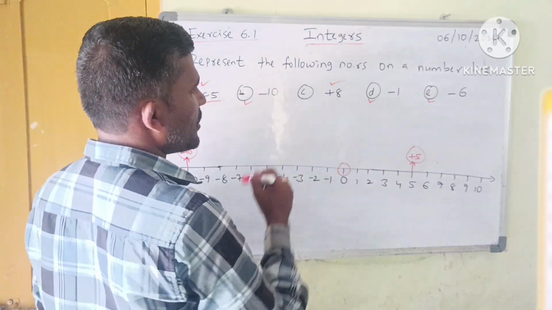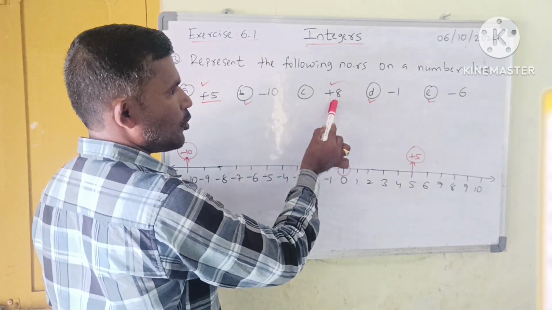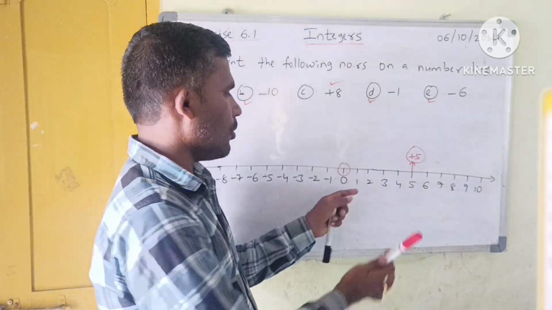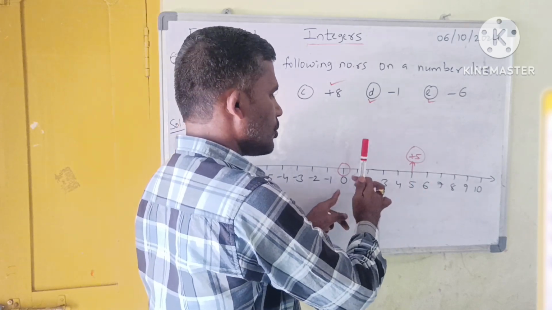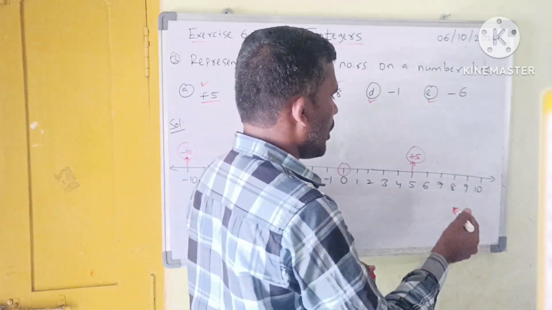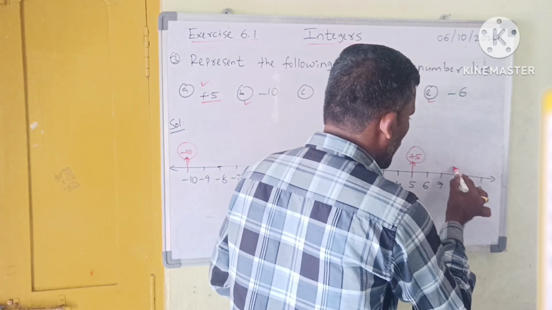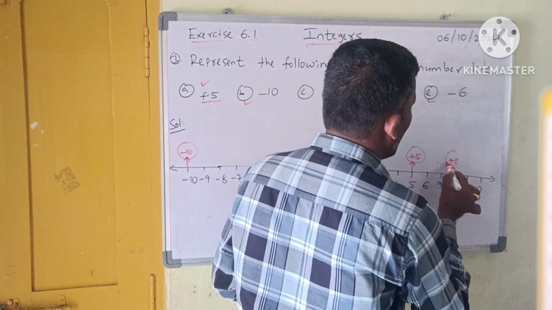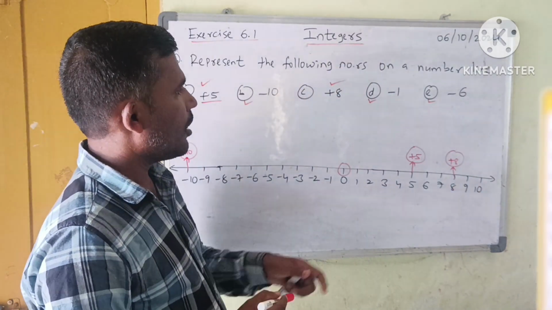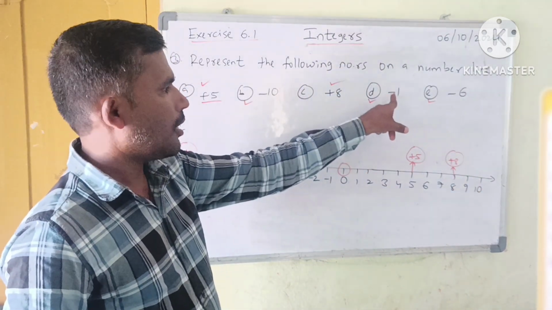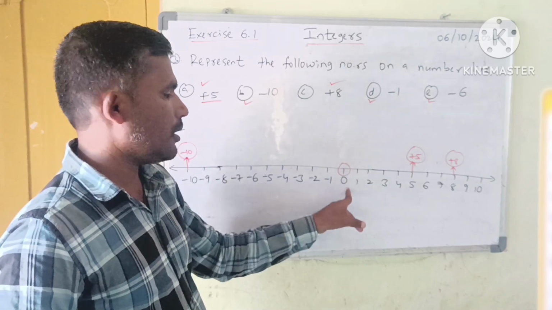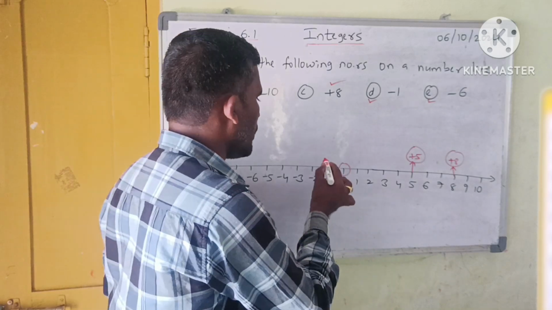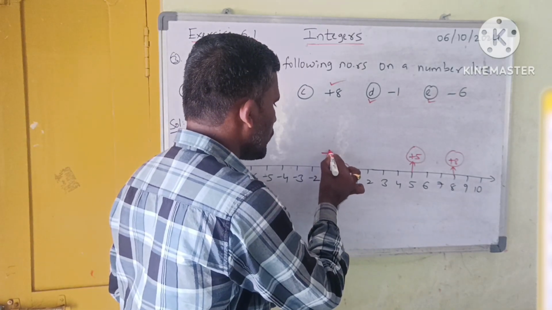Next C, plus 8. Plus 8 is a positive integer. A positive integer must be on the right side of the 0. So 8 is after 7. So therefore this is 8, plus 8 or 8. So therefore this is plus 8. D, minus 1. A negative integer is automatically on the left side of the 0. So minus 1 here. So this is minus 1.